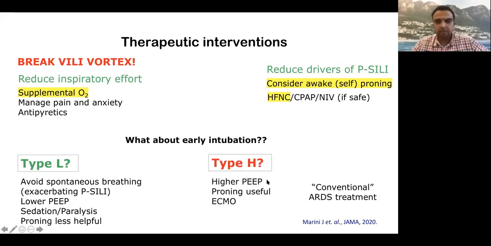And for the H type, we basically use our standard ARDS ventilation. We use a higher PEEP, at least 10. Make sure your plateau pressures are below 30, and the tidal volume that you're using is between 6 to 8 mL per kg. And remember that 6 to 8 mL per kg is lean body weight and not the patient's actual body weight. And you basically try and maintain the targets.